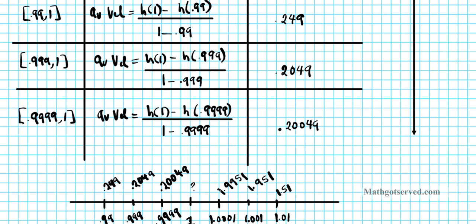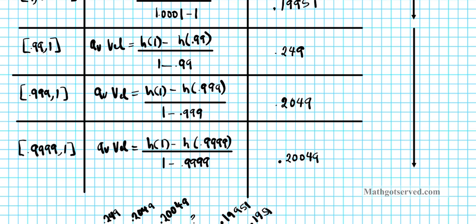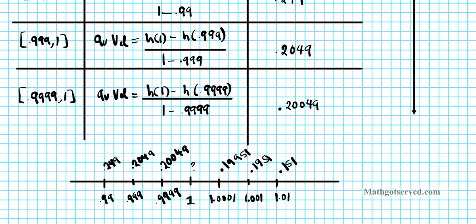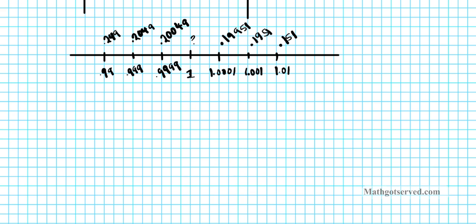Let me do this again. I copied these incorrectly, so let me change them. So this was 0.19951. This was 0.1951. And then this was 0.151. Yeah, it's more like it. All right, sorry about that. So what value are these two approaching? Can you tell? The value that they're both approaching is 0.2.